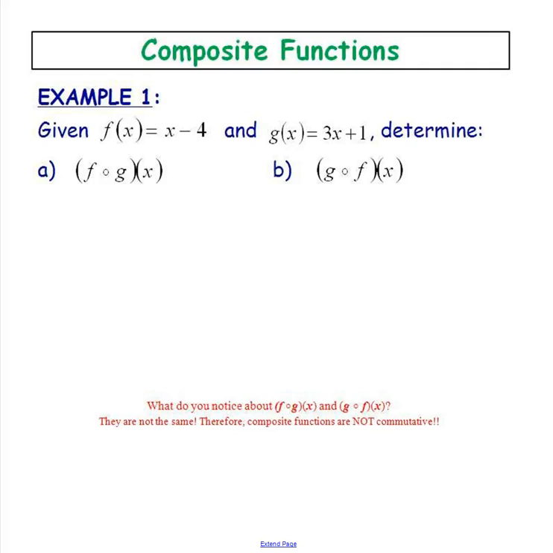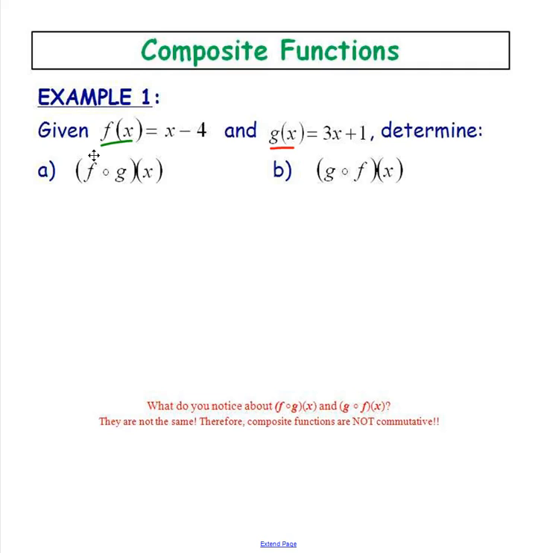Let's get into some examples on composite functions. Keep in mind, we had discussed that we're actually going to be substituting the functions into each other. Here's example number 1. We have two functions and we're going to substitute them into each other depending on what the question asks us to do. A is asking us to find f of g of x, which means you're looking for f∘g. So take the g of x and put it into the f of x.